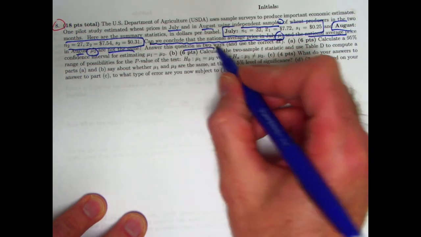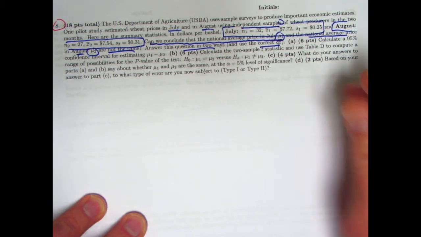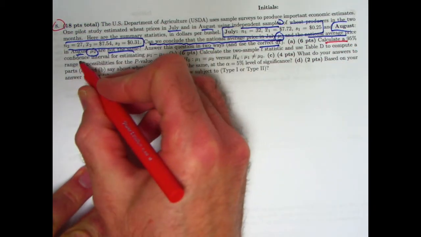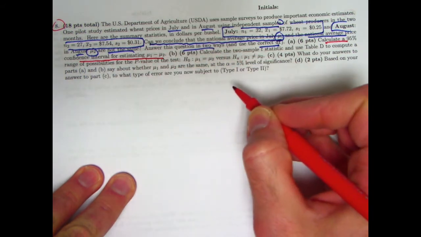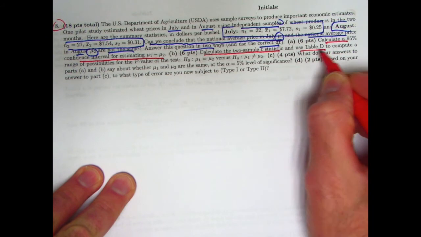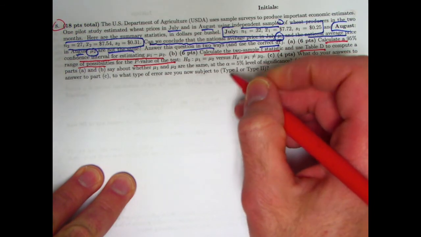Answer this question in two ways with the correct degrees of freedom. I didn't have to say with the correct degrees of freedom, and you would need to be able to decide the degrees of freedom for yourself. Calculate a 95% confidence interval for estimating the difference, mu1 minus mu2. Calculate the two-sample t-statistic. Use Table D, the t-table, to compute the range of possibilities for the p-value. We'll also use the calculator and get a more precise p-value.